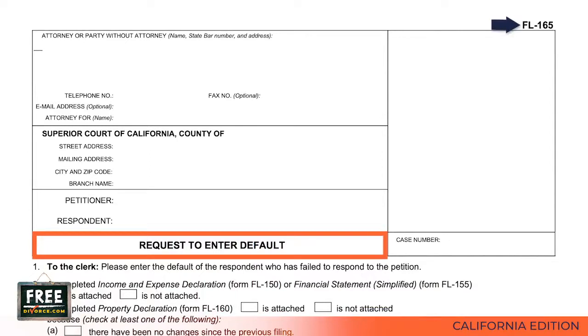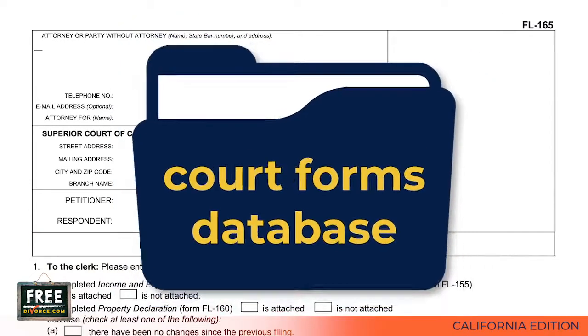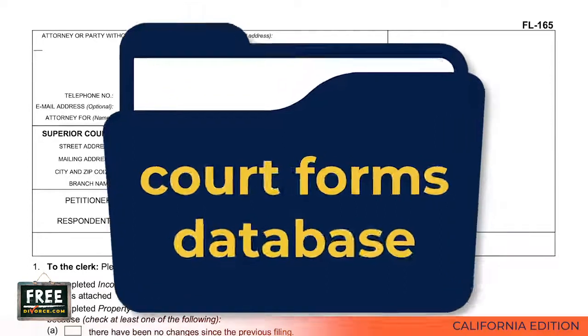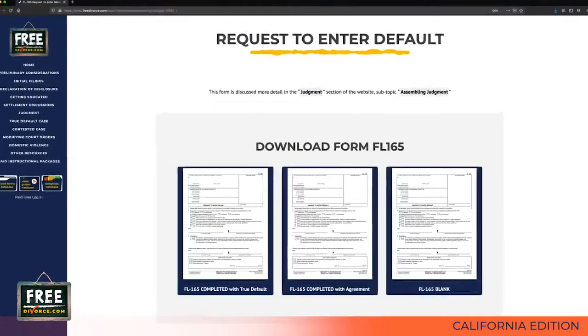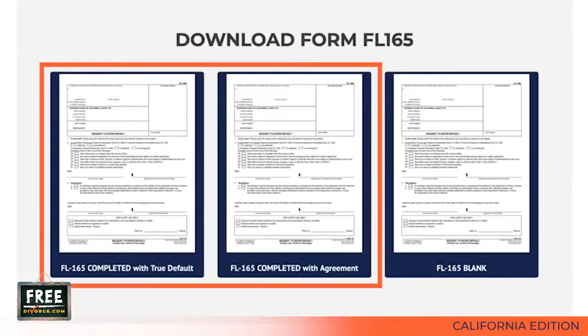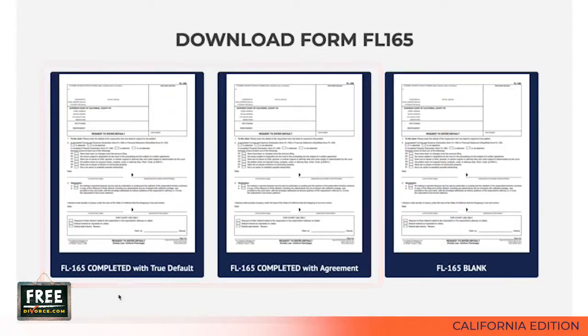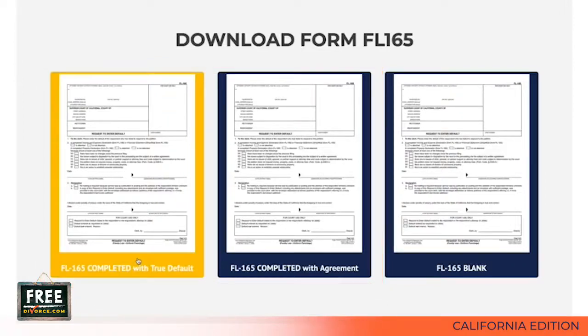You can find the FL 165 in our court forms database. In our database, you will find a blank FL 165 that you can fill out and print. You will also find two completed versions of FL 165. You want to look at the completed version of FL 165 that is entitled True Default Version.